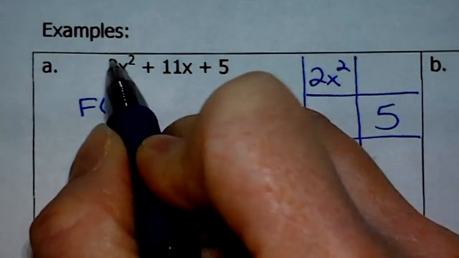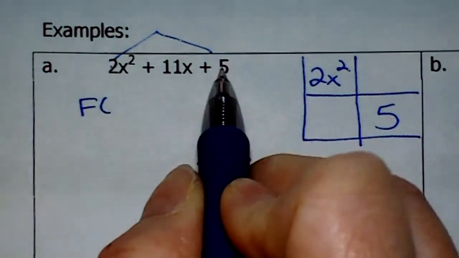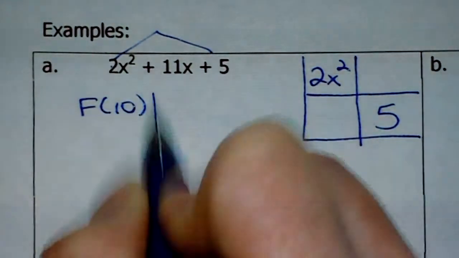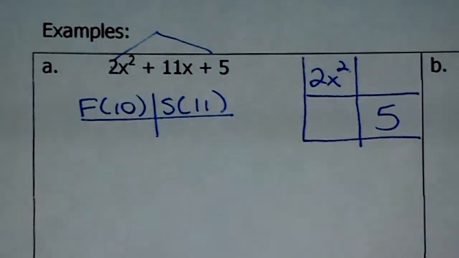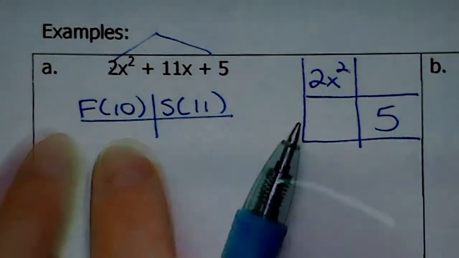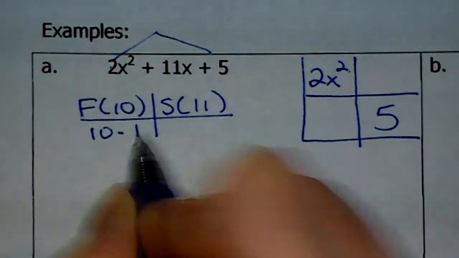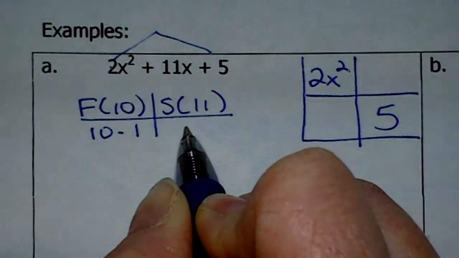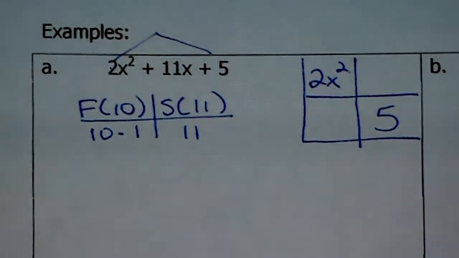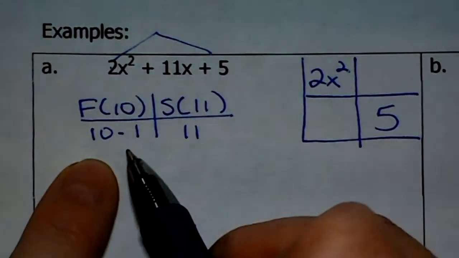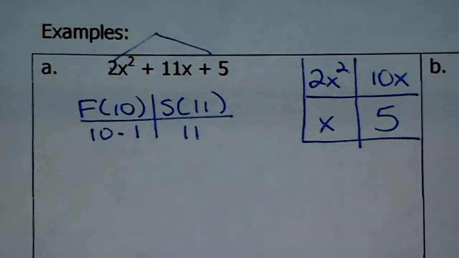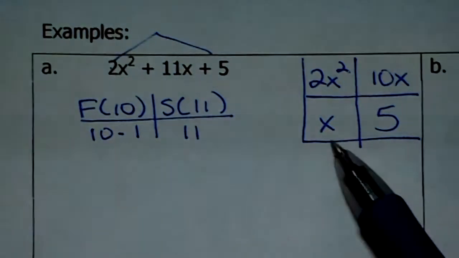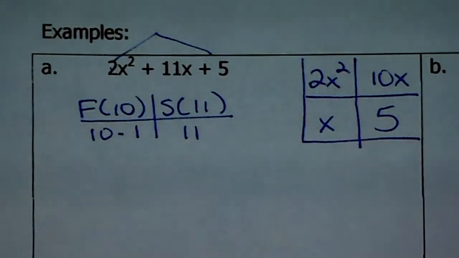I want the factors of A times C. So 2 times 5 is 10, and I want to get the sum of the B. This is a plus plus, so I know I'm going to have 2 positive factors here. And this is a nice one, right? 10 times 1 is 10, 10 plus 1 is 11. Now I take the 2 factors that I found. I write them in the remaining boxes with the variable after them. I didn't write 1x because I don't need to. If you need to, go ahead, but you don't have to have that.